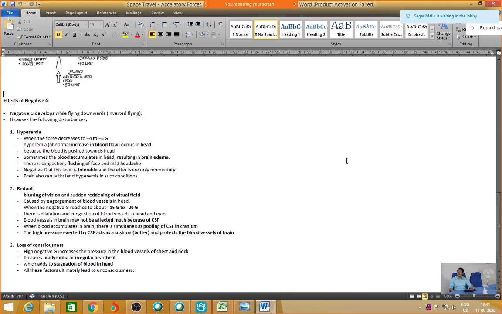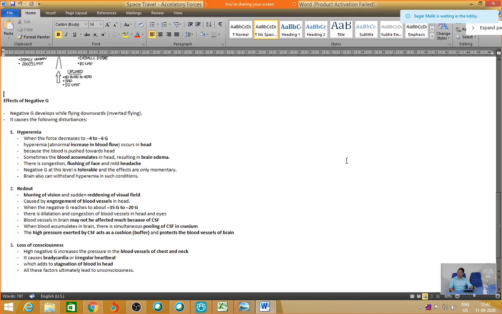Okay. What are the effects of negative G? Till now we have discussed positive G. Negative G means going against gravity, when you are feeling inverted flying. Under such conditions there is hyperemia. That means initially there was less blood in the brain for positive G. In the hyperemic stage there is more blood in the brain. This is known as the hyperemic stage. This occurs at -4 to -6G.